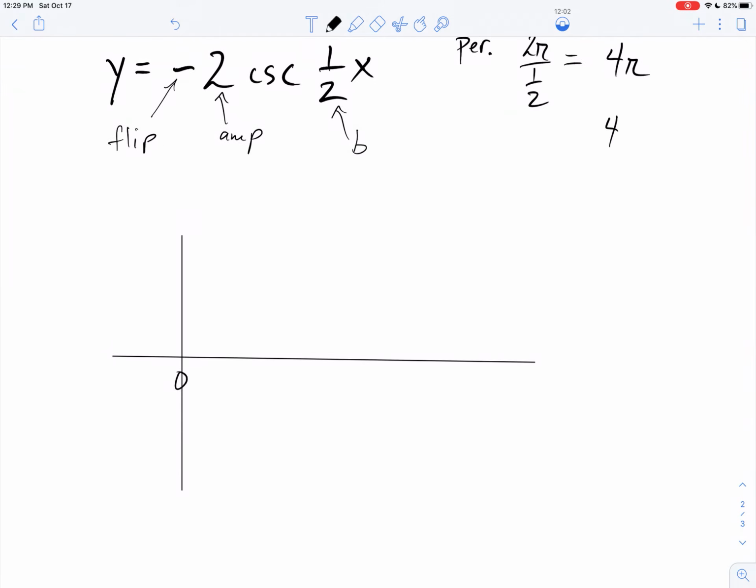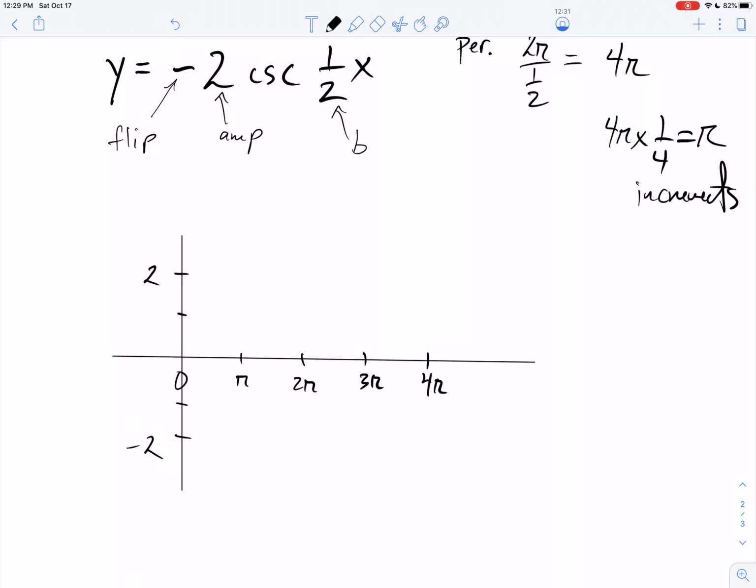My period is 4 pi. So I go, you know what? 4 pi times 1/4. I'm going to be counting by pi increments. And I don't have any phase shift nonsense to worry about. So I go 0, pi, 2 pi, 3 pi, 4 pi, and that's where I stop. I'm going to reach a height of 2. I'm going to reach a depth of -2.